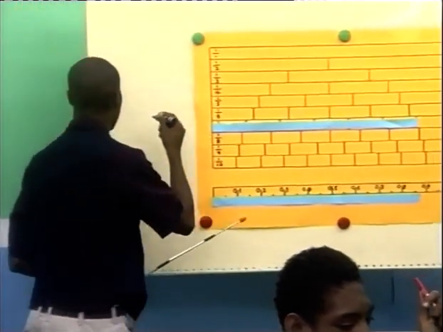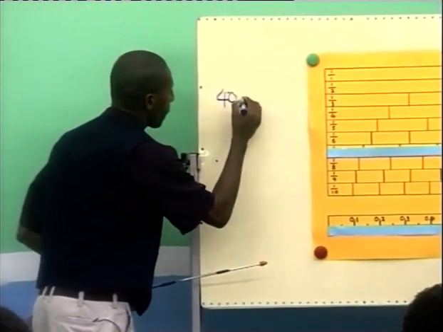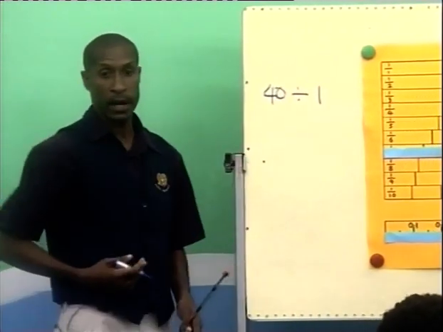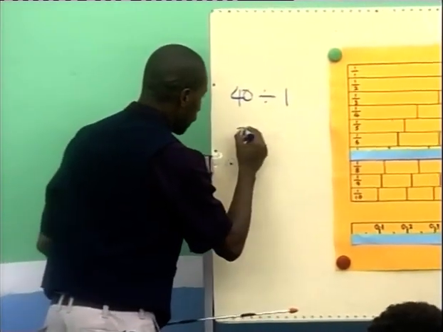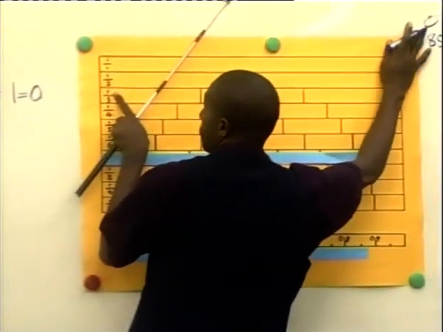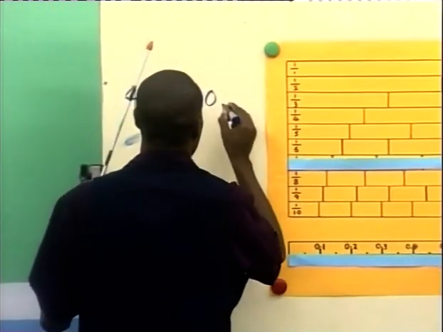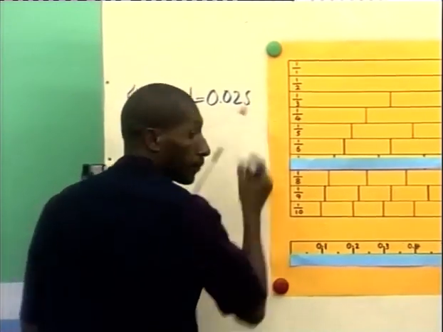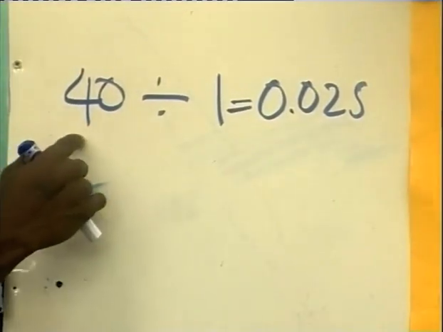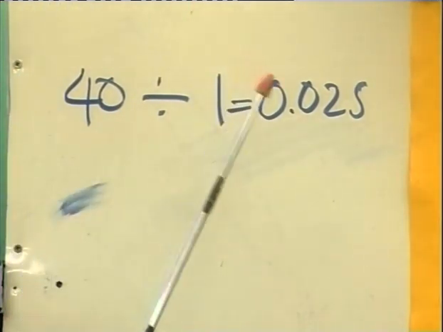Forty divided by 1. She divided 40 by 1 and got 0.25. Class, is that correct? You divide 40 by 1. Do you get 0.25?